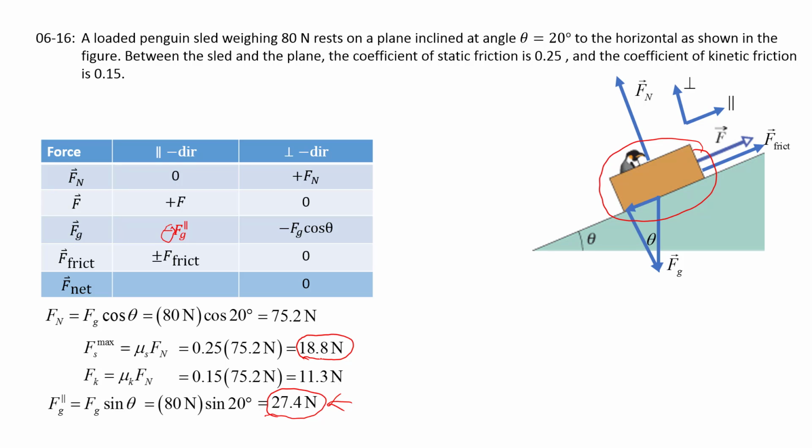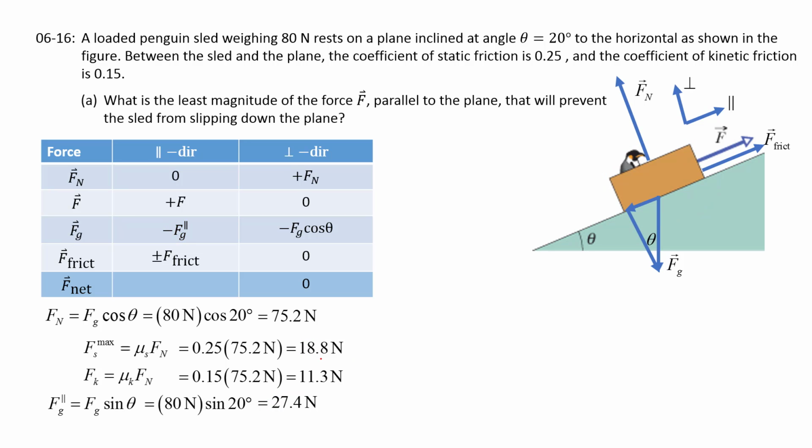So now I think we're in a position where we can finally go and start to ask some of the questions that the problem is looking for. So this part A says, what's the least magnitude of the force F that'll prevent the sled from slipping? So it's effectively kind of what I was just talking about here. This is the maximum friction force, and we need to add to that in order to oppose the force of gravity.